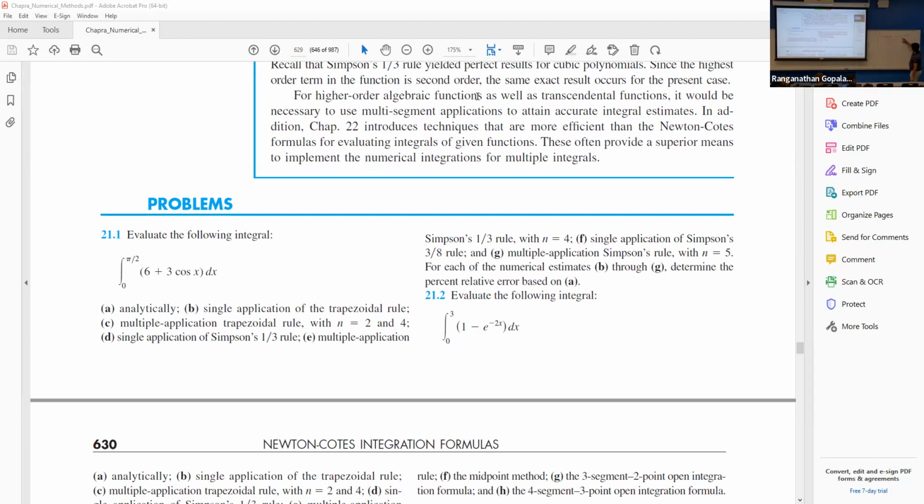Can you tell me the numerical value, please? 12.4247. Thank you. So we'll call this I exact. The value of the integral exactly is 12.4247. And now we want to use trapezoidal rule. And we are going to treat this as a single segment.